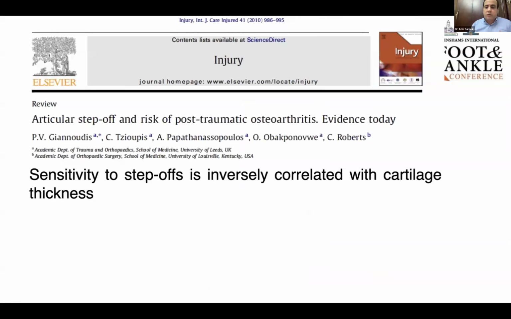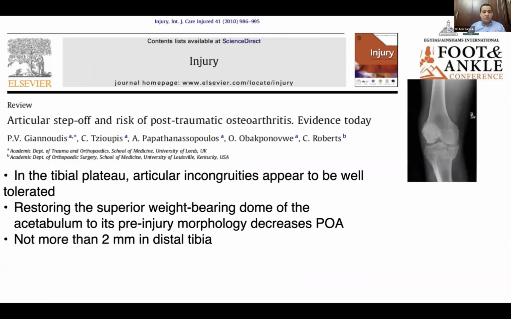Why we did this? Because we were comparing the step off at the distal tibia with the step offs that can happen in any other articular fractures, like the tibial plateau and like the fracture of the acetabulum. And this nice paper concluded that in the tibial plateau, articular incongruity is much more tolerated.